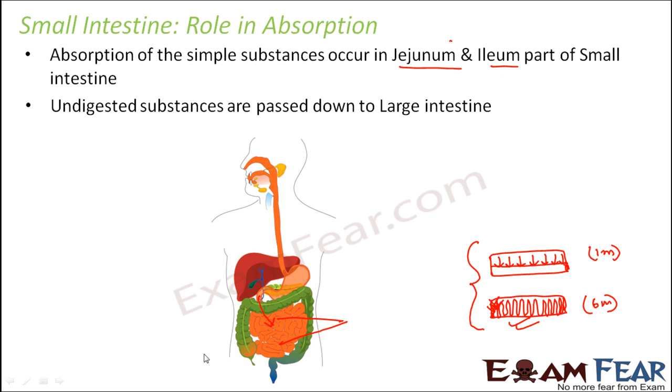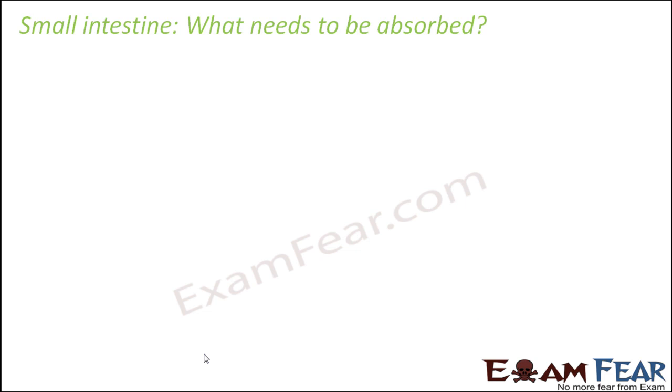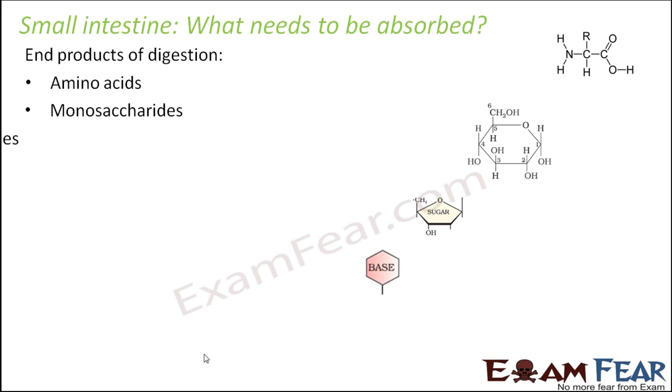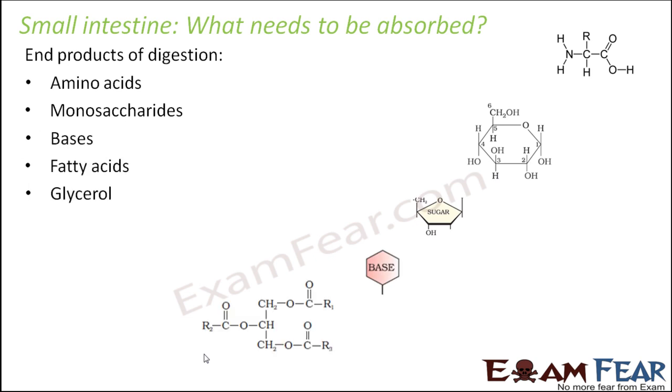Now let us look at the process of absorption even more closely. The question is, what all needs to be absorbed in the small intestine? Obviously the products of complete digestion. And what were the products of complete digestion? The end products of digestion were amino acids, monosaccharides, bases, fatty acids, glycerol, water, and electrolytes. So these are some of the things which need to be absorbed. Now we will see where and how they get absorbed, and what mechanism is followed for the absorption of all these end products of digestion.